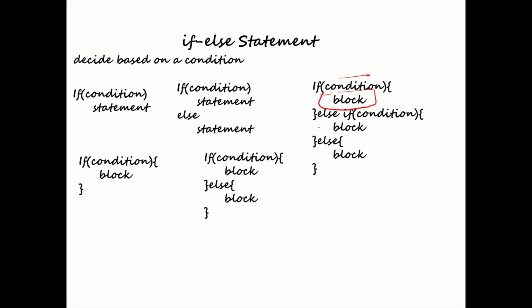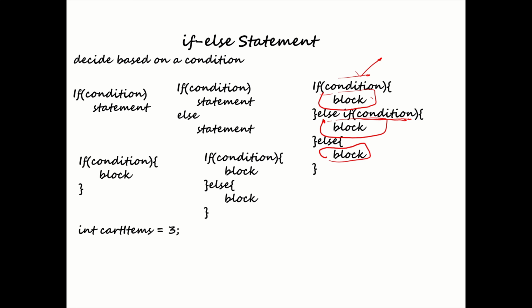If it is false, it will go to else if to check for a condition. If this is true, this will be executed, otherwise this will be executed. So it will go one by one. First it will check this condition. If true, go here, else go for checking this condition. If this condition is true, execute this one, else it will go to the else block.